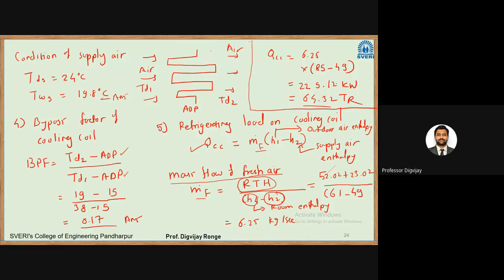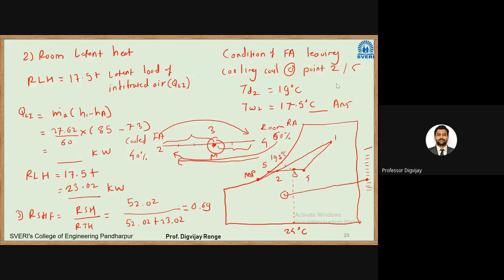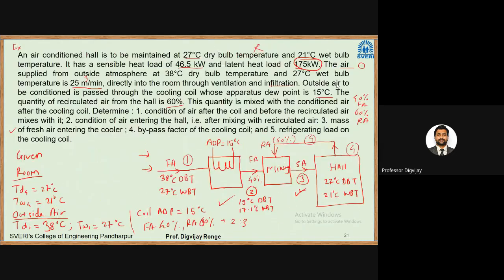Okay, so I think we have completed all the things they have asked. Refrigerating load we have calculated, bypass factor we have calculated, mass flow rate of fresh air we have calculated, then we have calculated the condition of air entering the hall and the condition of air leaving the coil.